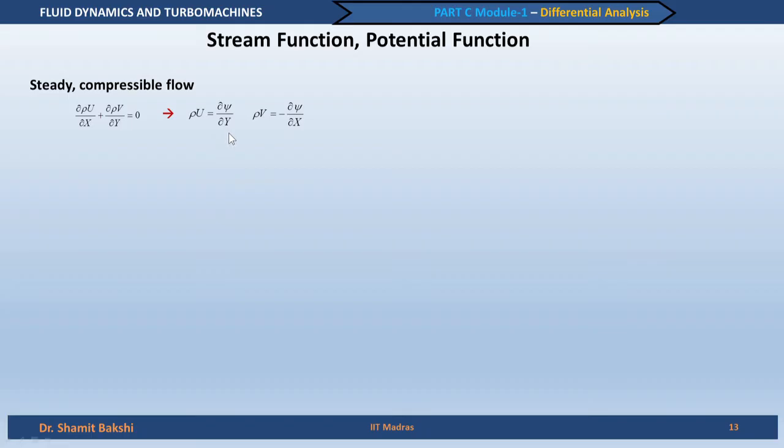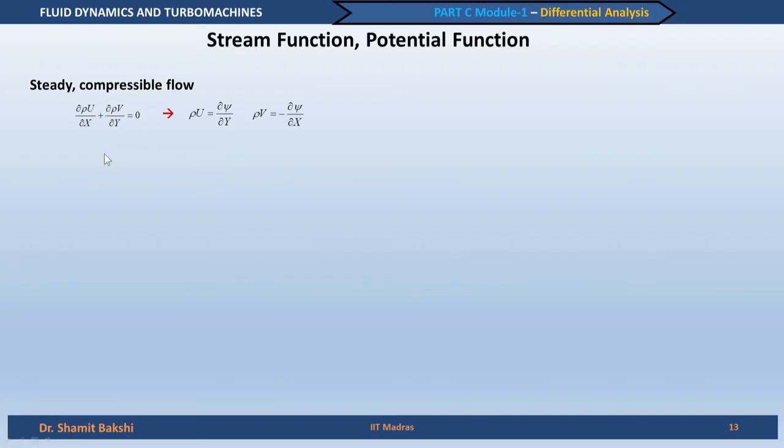price you have to pay is that the order of the equation increases, because now u is replaced with a derivative term. So, the continuity equation is automatically satisfied, but the order of the momentum equation will increase. We will not go to the momentum equation now.